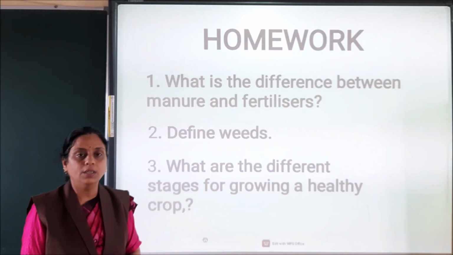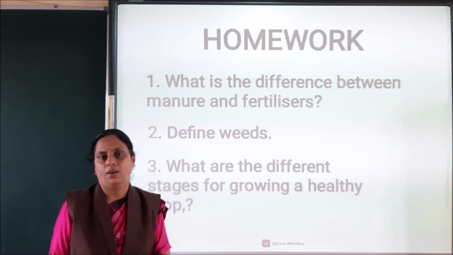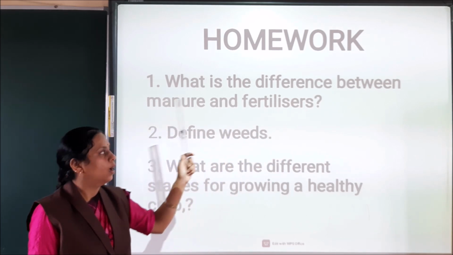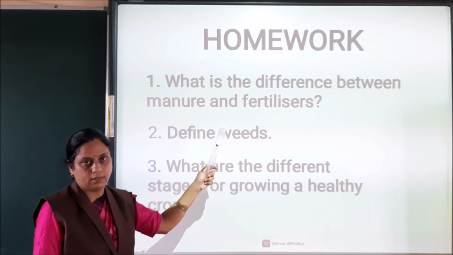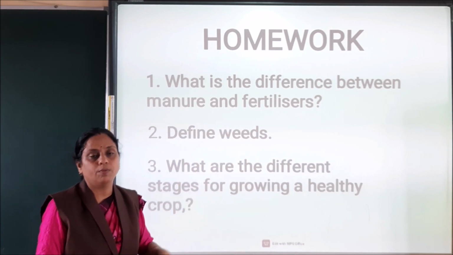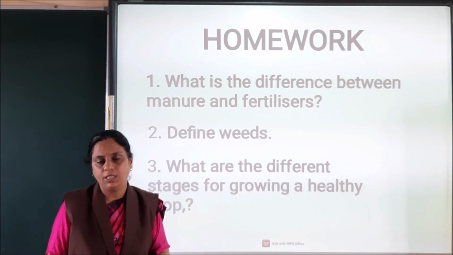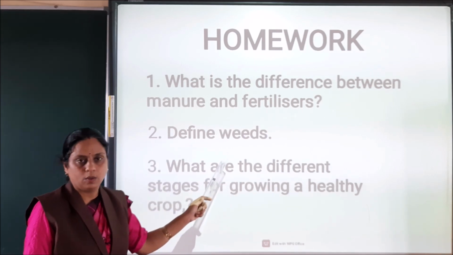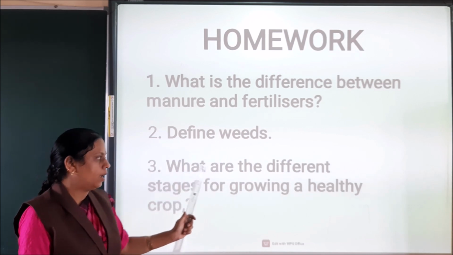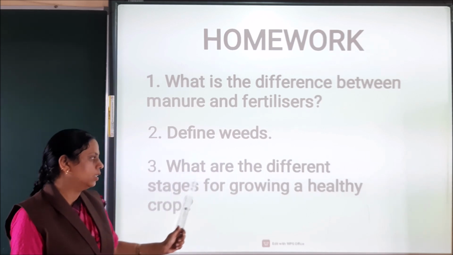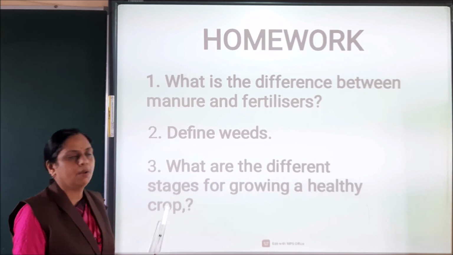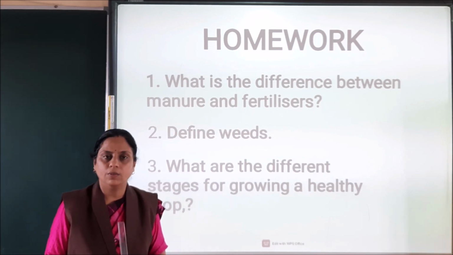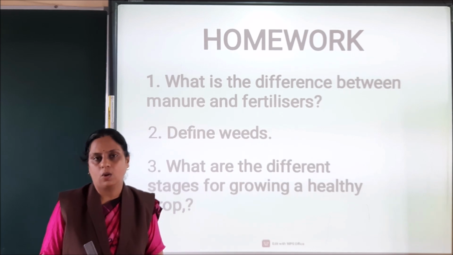Now what is the homework? You have to write in your rough copy. Homework is, what is the difference between manure and fertilizers? You have to write the difference, like you write one definition, you write where it is prepared. Second, define weeds. What are the different stages for growing a healthy crop? Here you only have to write the names of the stages for growing the crops.